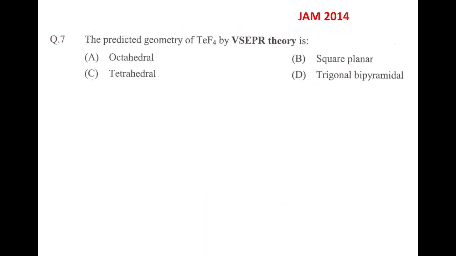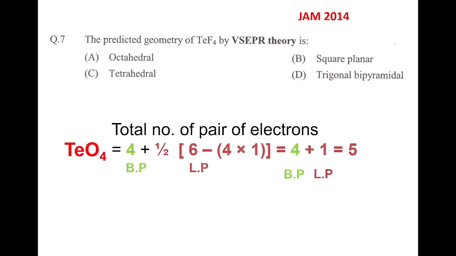Moving to the next question: predict the geometry of tellurium tetrafluoride by VSEPR theory. Listen, tellurium is present in the oxygen family: oxygen, sulfur, tellurium. So let's say the central atom is tellurium, and 4 fluorine atoms are the surrounding atoms. By using the formula, we will get 4 bond pair, 1 lone pair. Here the outermost electrons of the central atom are 6, as it is present in the oxygen family.